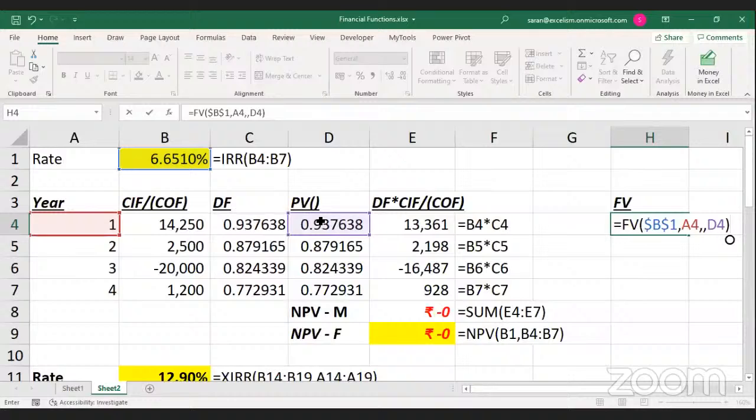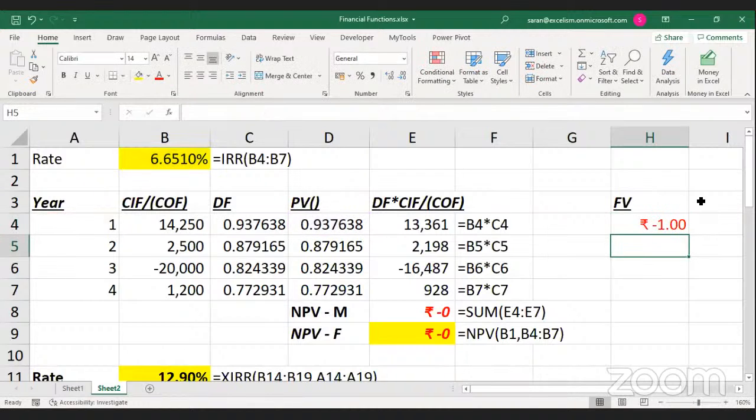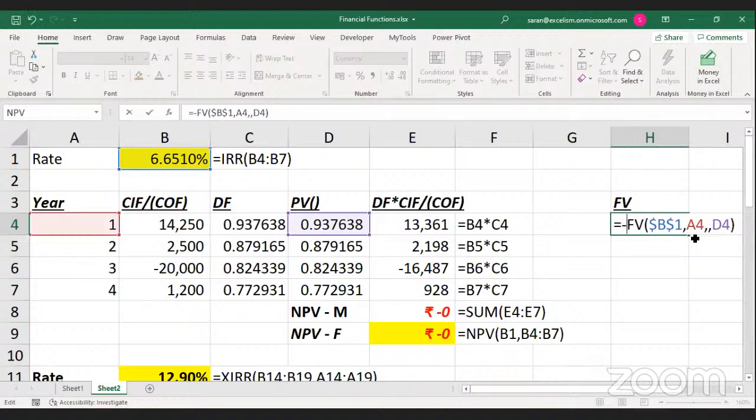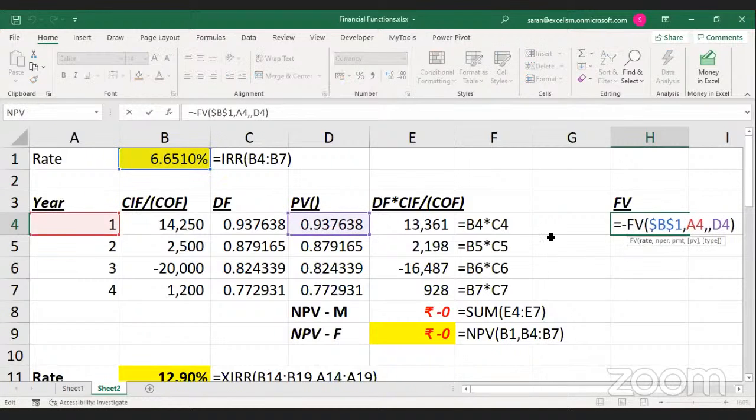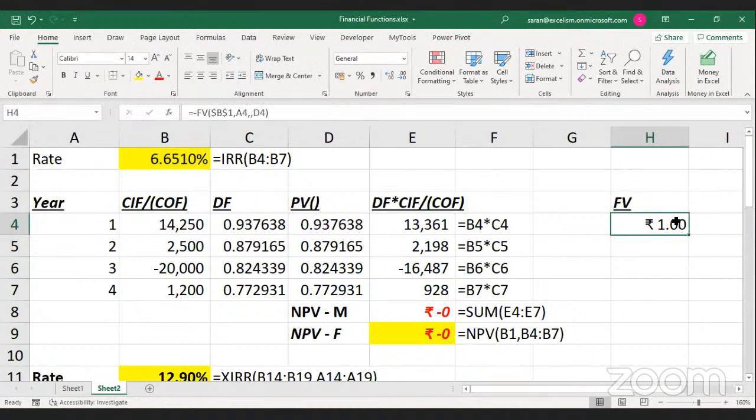It is just the other way around, because for present value I've taken 1 rupee. For the future value, this value will become 1. As I told you, since it's positive, this becomes negative. So let me put it with a minus. You can simply copy and paste. So this automatically changes. Yes, let me copy and paste it down. Everywhere my answer is 1 rupee.